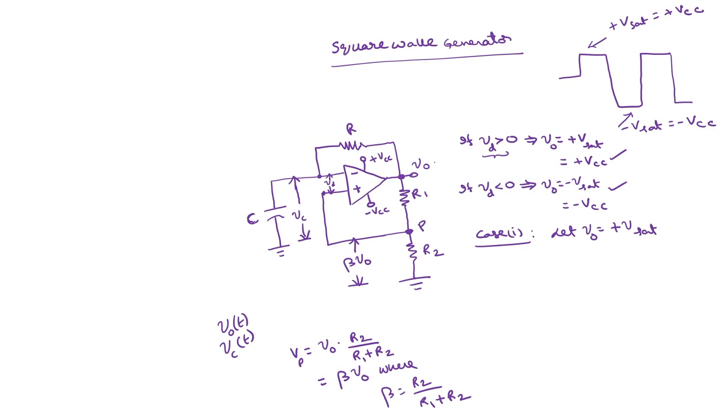Then what happens to this capacitor? This is V0, this is resistance R. The capacitor C charges through R resistor towards plus V sat. So this output was V sat. So this capacitor will charge through this resistor towards this plus V sat.